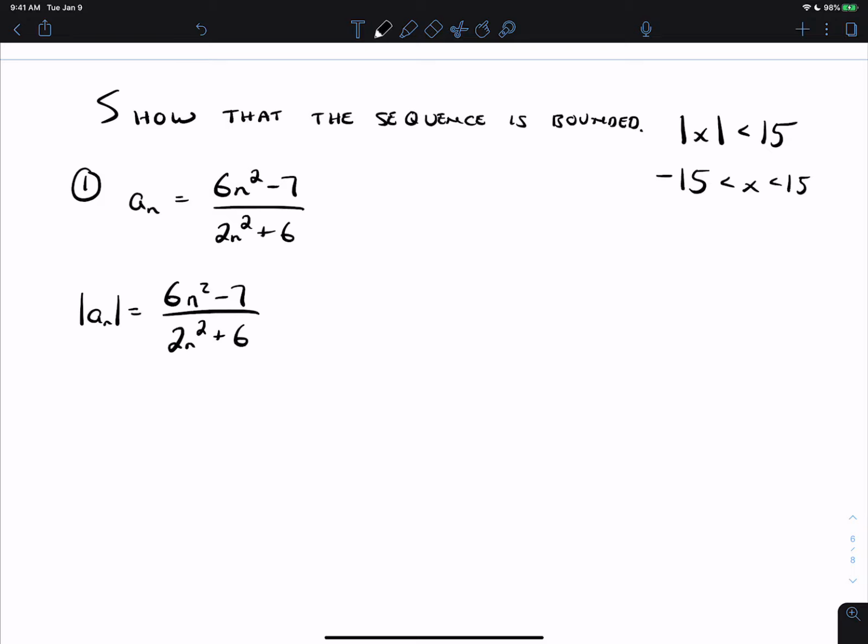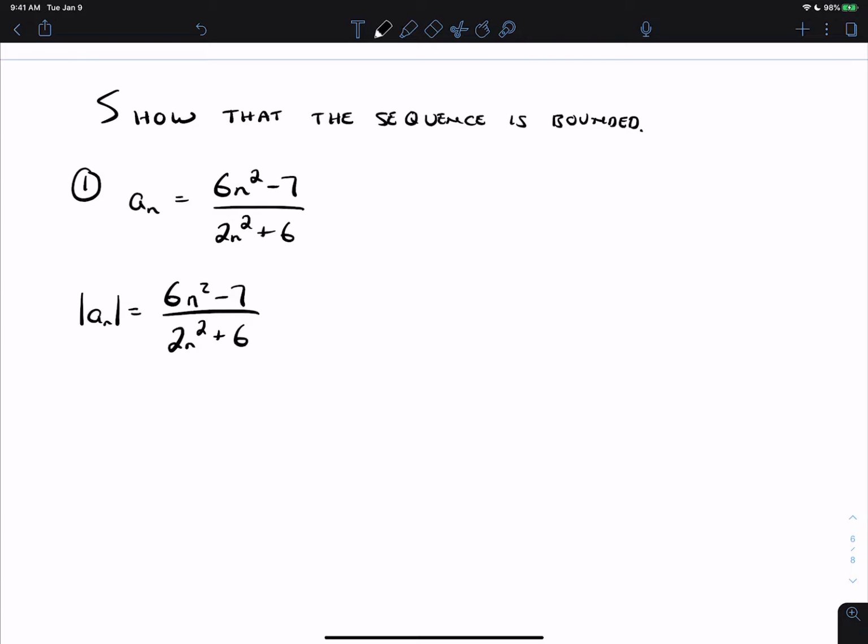So if we're able to prove that the absolute value here is less than something, we know it's bounded above by that, and it's bounded below by its negative, which means that it's bounded in both directions, so the sequence itself is bounded. So the technique here is that we're going to try to show that the absolute value is less than some number.